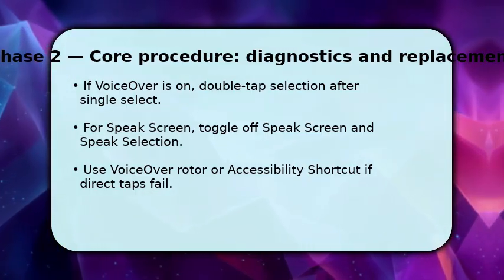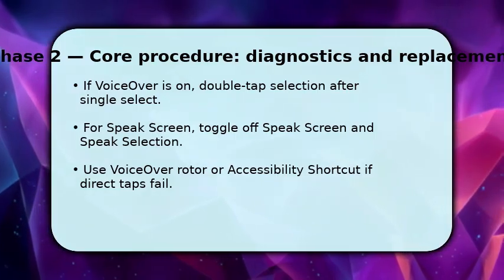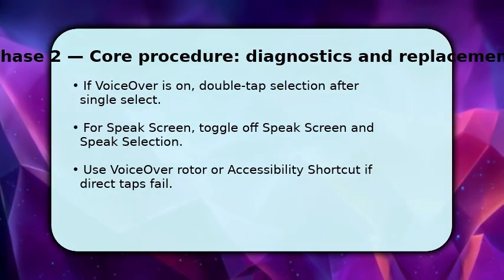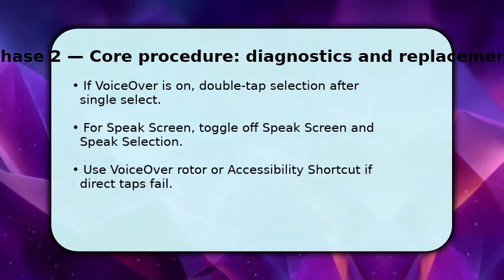Select VoiceOver and double tap the on/off switch to turn it off. You do this because VoiceOver intercepts normal taps. For Speak Screen or Speak Selection, tap the toggle and switch it off once selected.